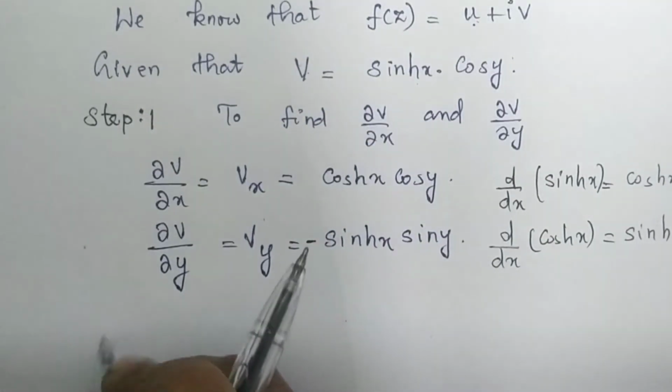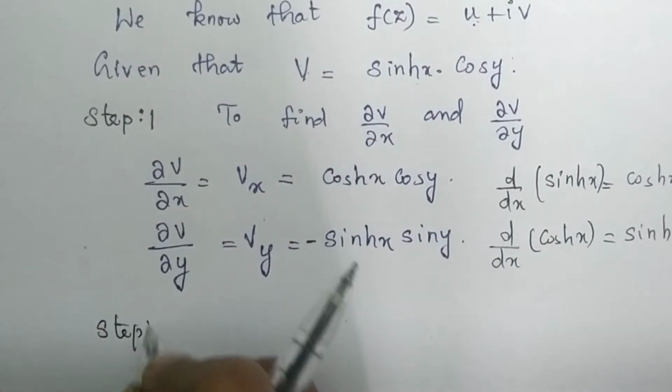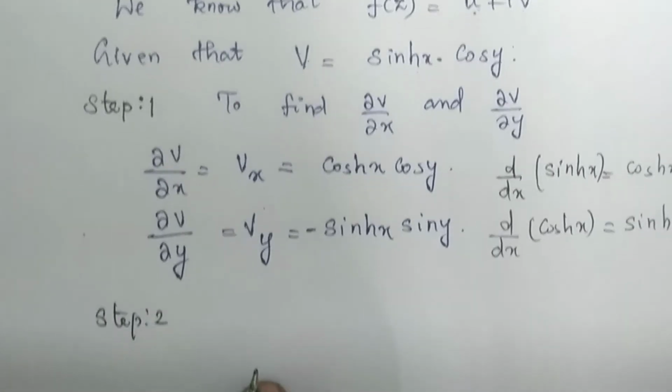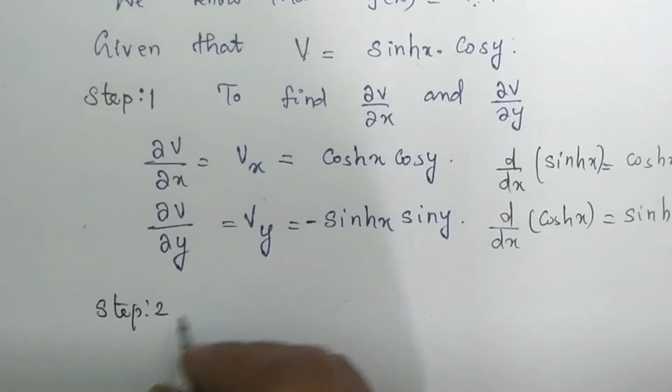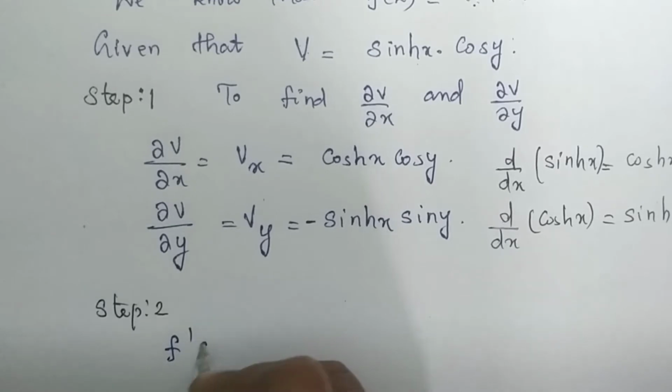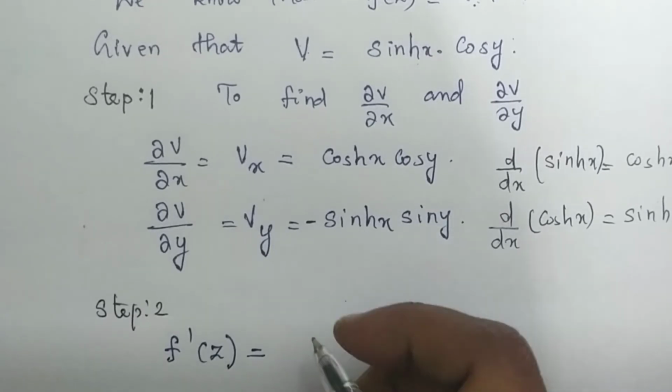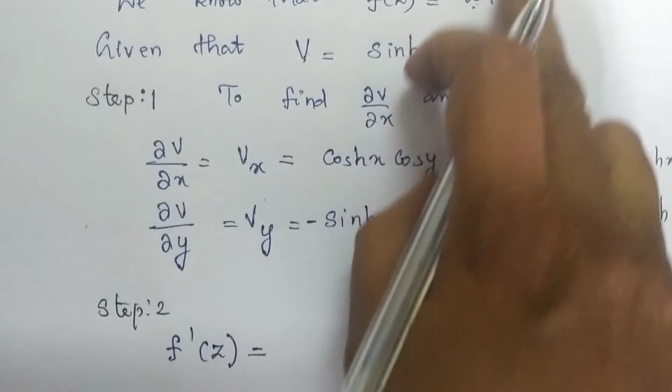Next, step 2: we have to find f dash of z. You know the formula already, we saw it in the previous videos. This is the formula for finding f dash of z if the imaginary part v is given. Using this formula we calculate f dash of z.